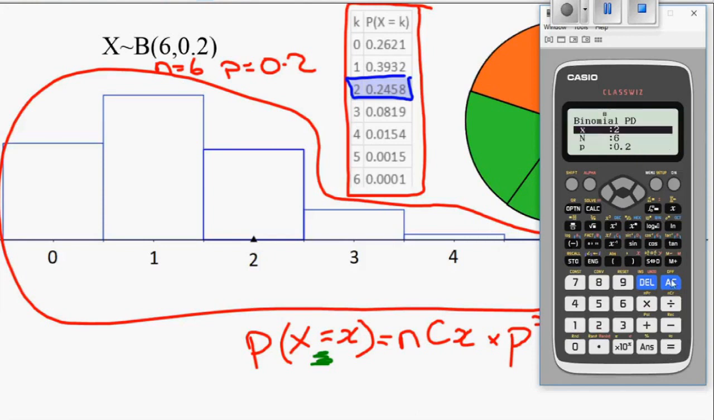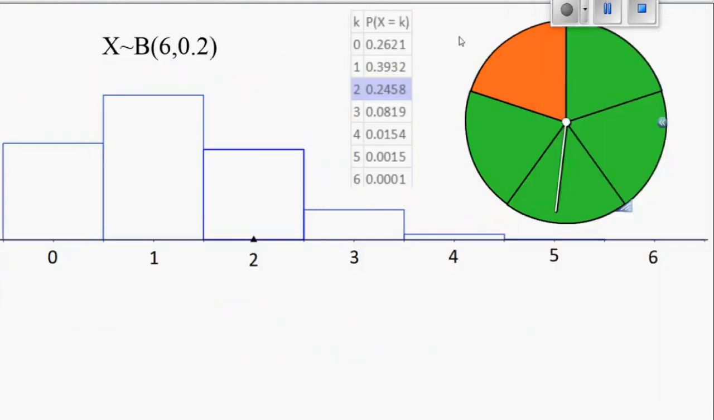To change the value that I'm looking for, I can just press AC. That'll take me back to the options and then I can find the probability of getting a 4. And then, again, that just matches up to my table, 0.0154.